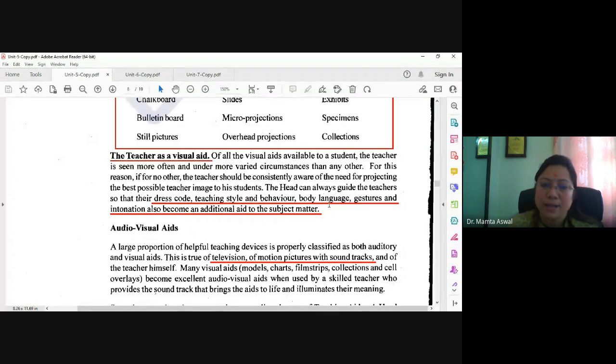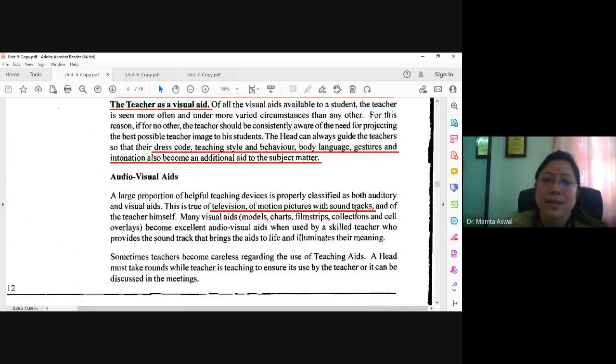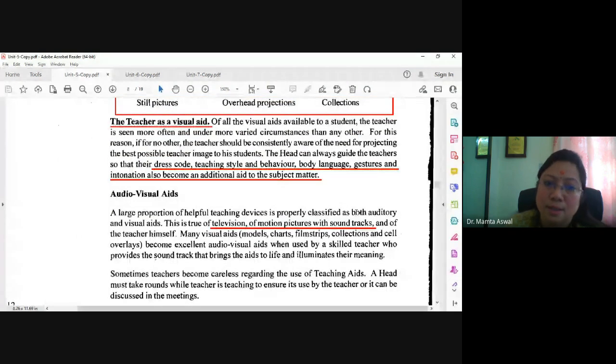The teacher has to prepare himself or herself for the class. His hair should be properly combed. He should be well dressed. His dress should be appropriate. He should make use of good language and good body language. His gestures should not be annoying to the children. So this way the teacher also works as a visual aid.